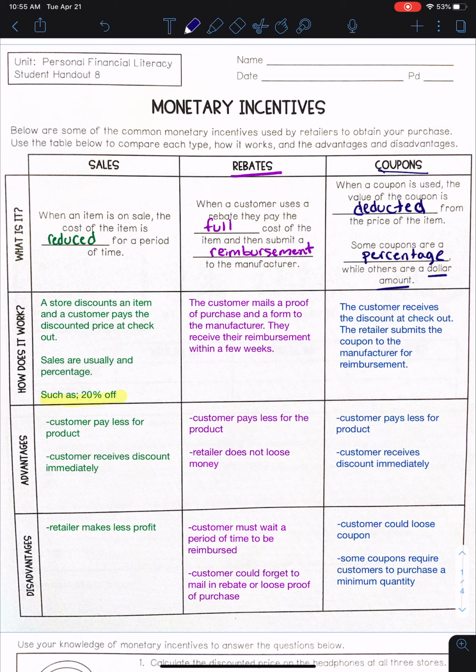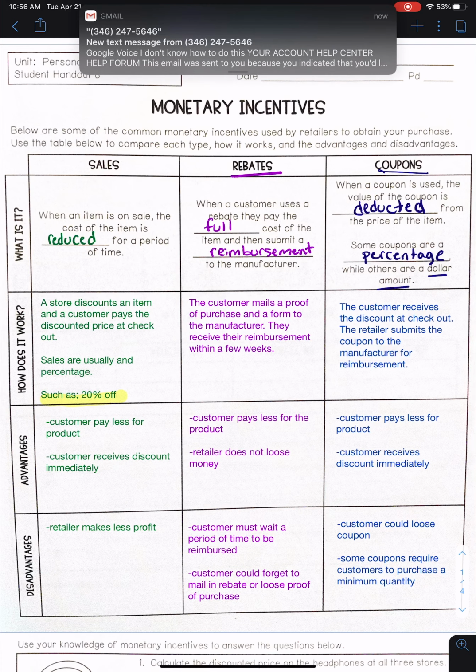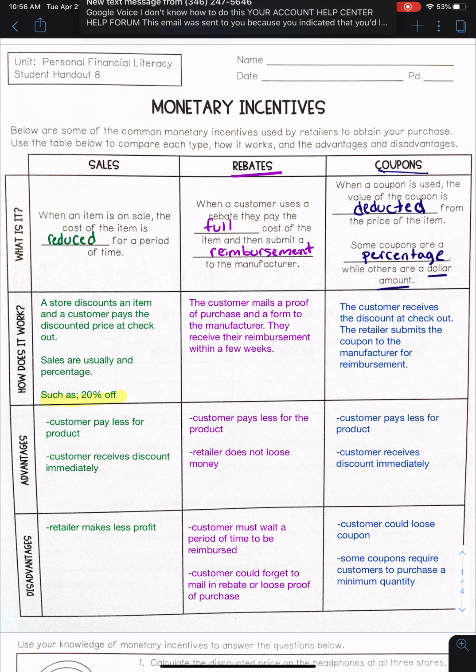Okay, so advantages is the customer obviously pays less for the product and the customer receives the discount immediately. So if I use a coupon, I'm going to get that money off right away when I pay. And then a disadvantage is a customer could lose the coupon. Maybe I forget to take it to the store.